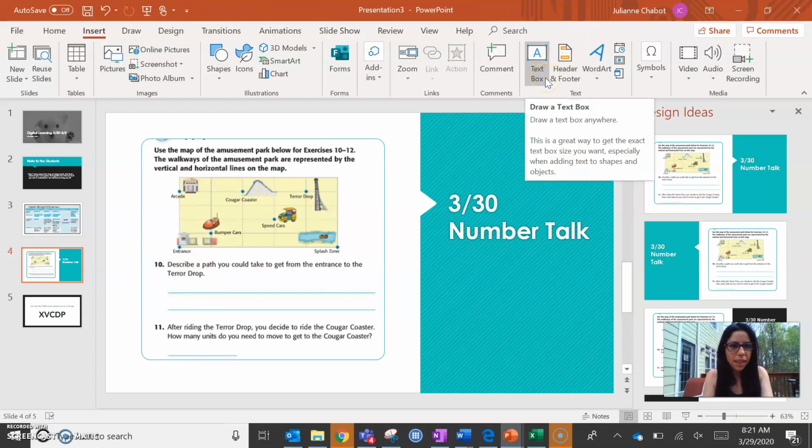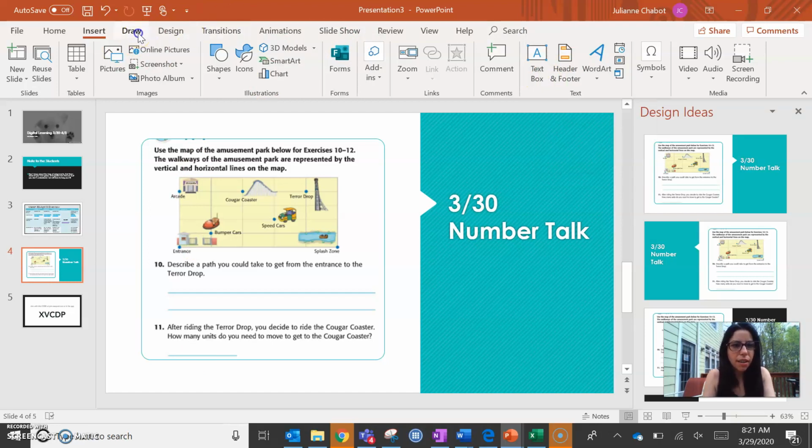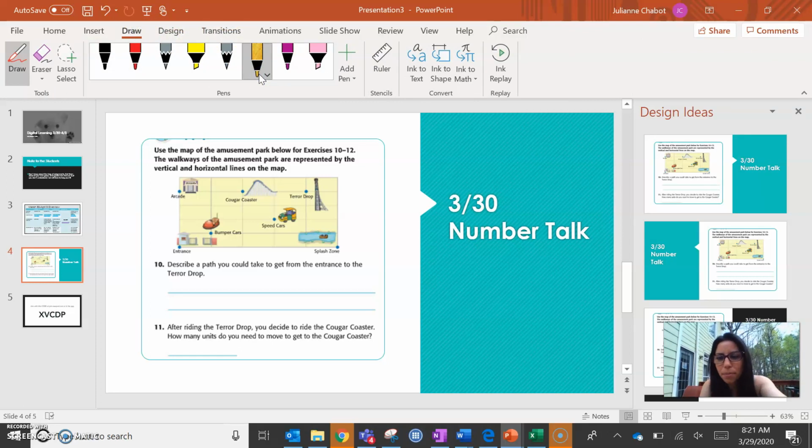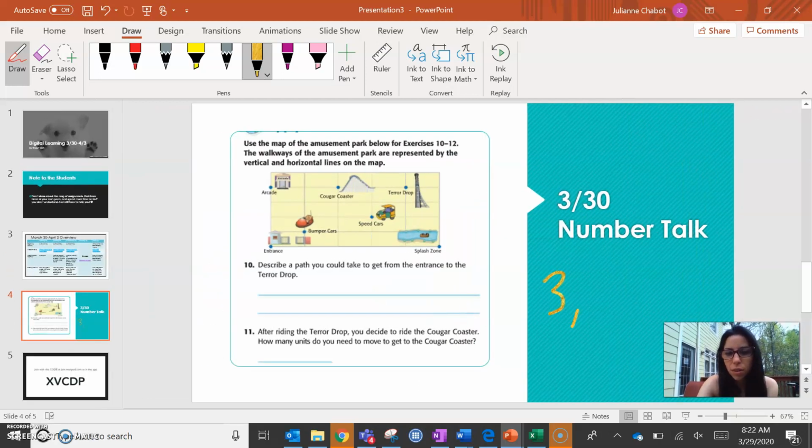hold on please, I'll just draw it, why not? I'll draw with my fancy golden pen. Okay, so when you see something like this, that's kind of the stuff that you saw when you were on Freckle. When you see something like that, that is a coordinate pair.